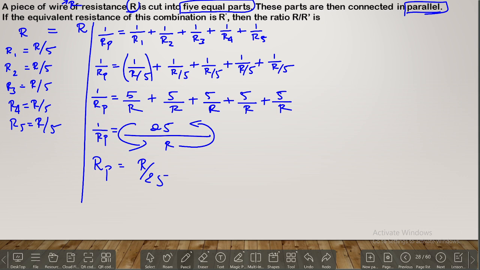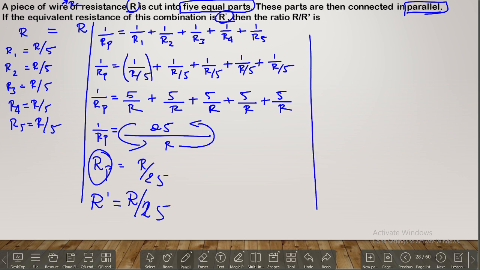But in the question what they are saying is, the equivalent resistance of this combination, that means the parallel combination, is R dash. That means instead of Rp, we substitute R dash is equal to R by 25. Now in the end what they are asking is the ratio of R to R dash. What is the value of R? R value is going to be R. To, what is the value of R dash we calculated? R by 25.